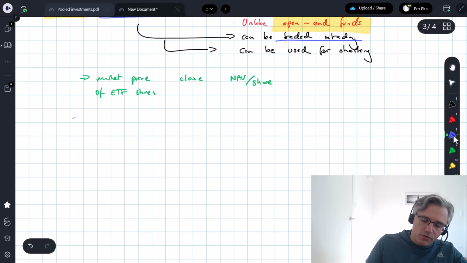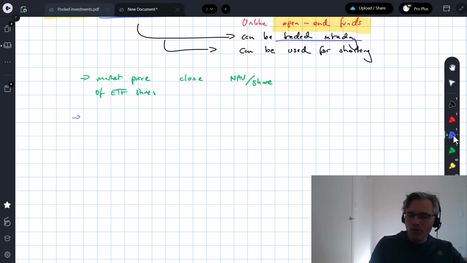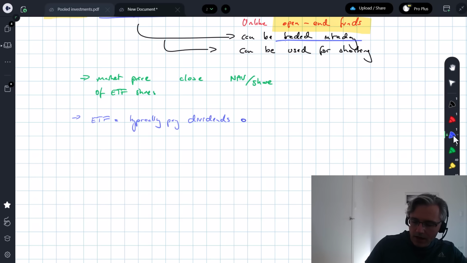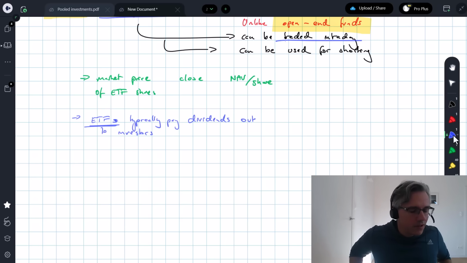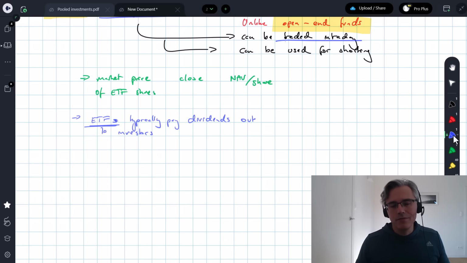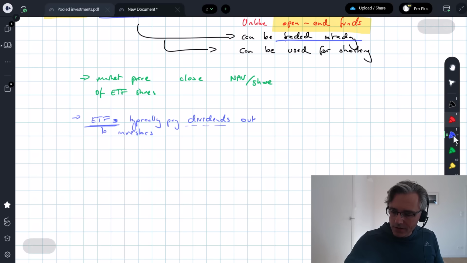What else? Your book mentions, at least in this topic, there are more topics where we talk about ETFs, and there are other features, and also the mechanics. ETFs typically pay their dividends out to investors. What do we mean by that? Because ETFs hold shares, they will from time to time be receiving dividends on those shares. And ETFs typically pay those dividends out as cash flows to investors.